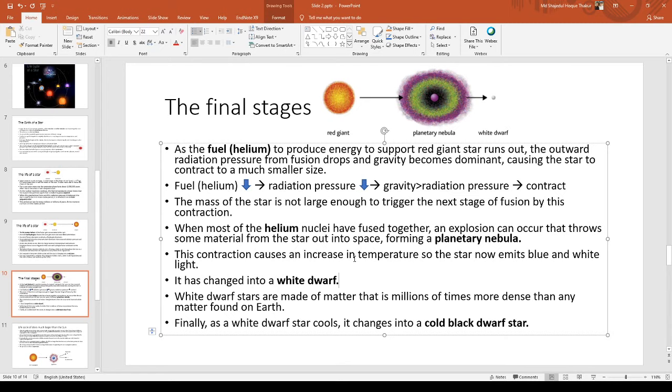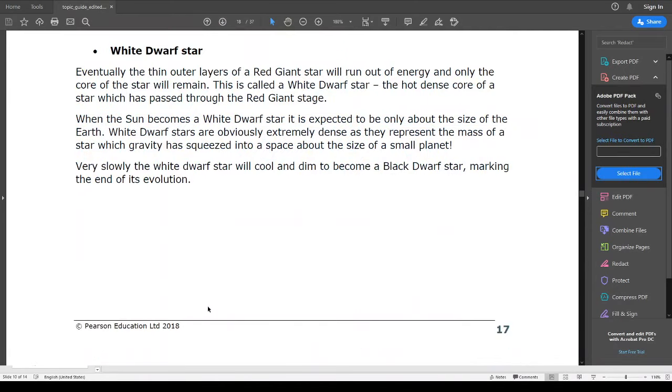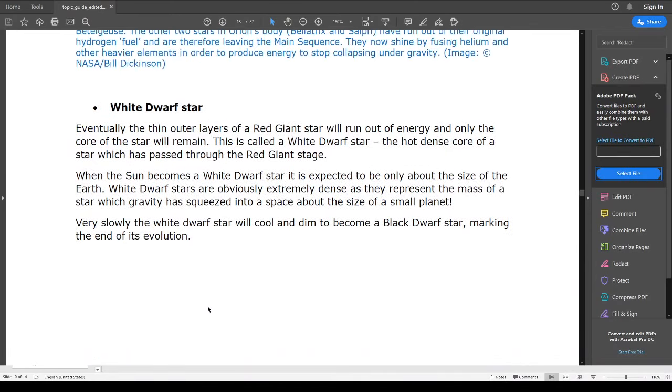Now, before I get to the next point, let me go to your reading material one more time. So what is a white dwarf star? Do you have questions? Cold black dwarf star. Yeah, I'll come to that.